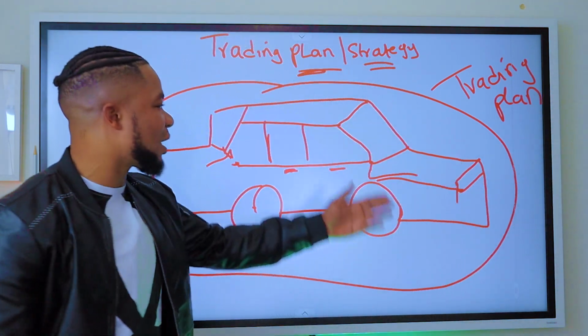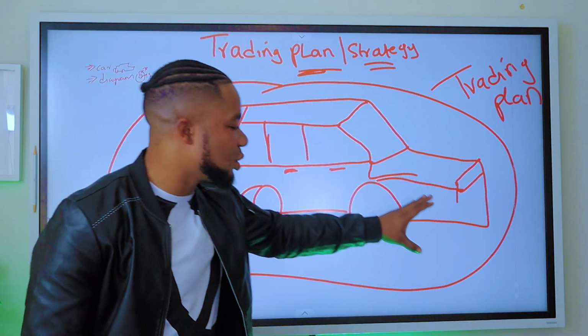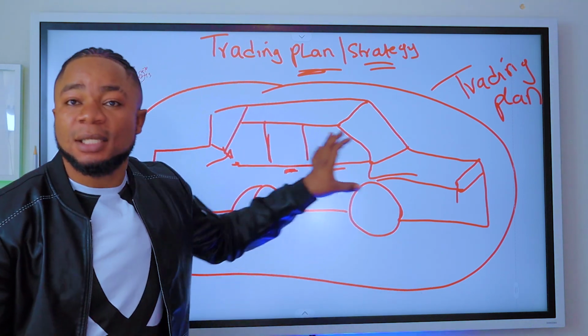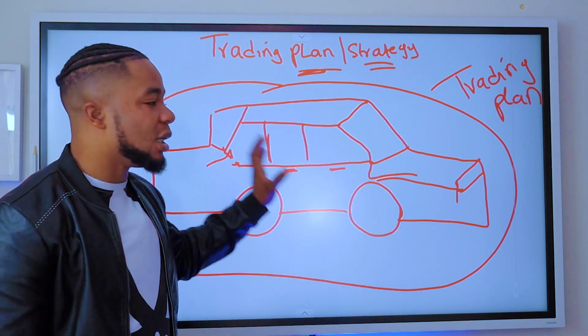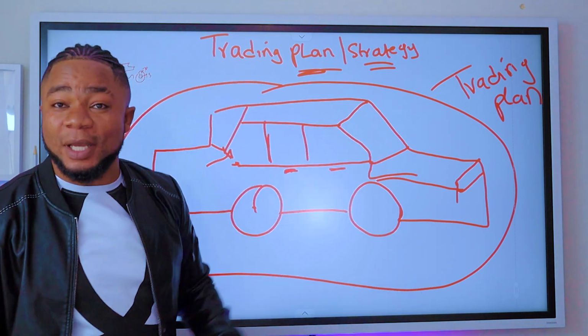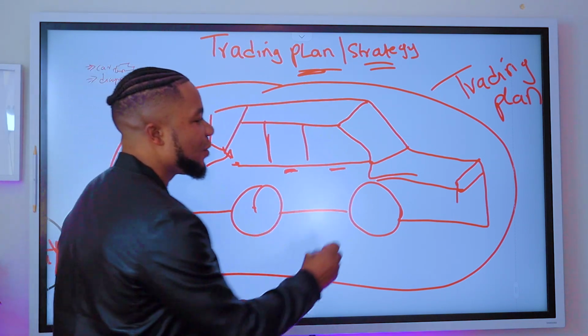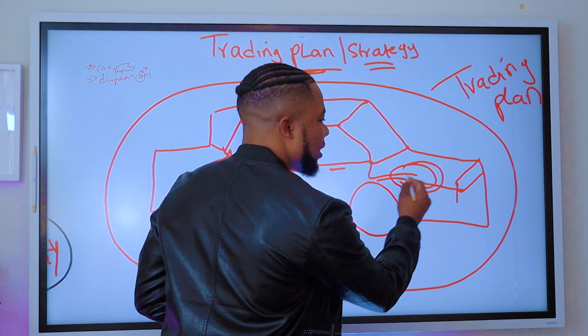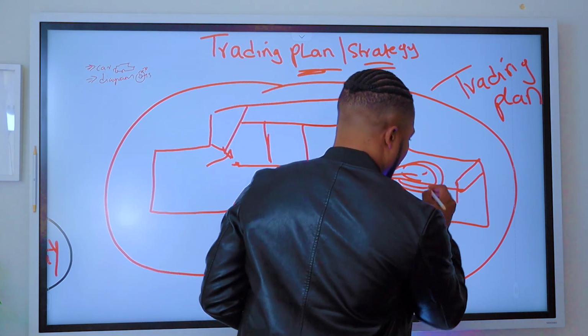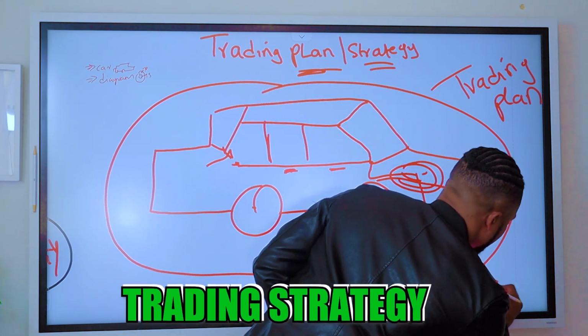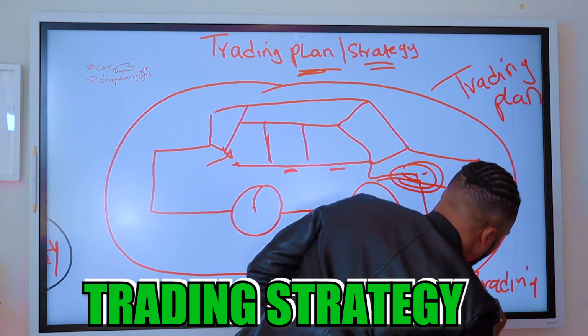The whole body of the car, which has the engine, the steering, the gearbox and every other thing, is what they call a trading plan. And then inside this car, obviously you have the engine. The engine of the car is what we call a trading strategy.